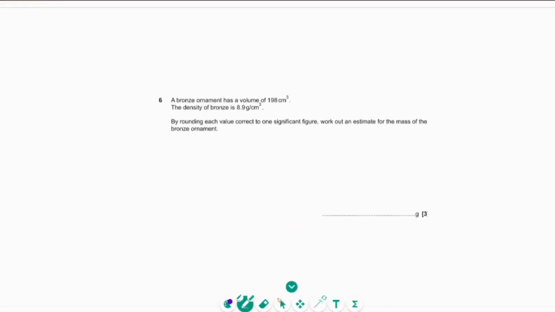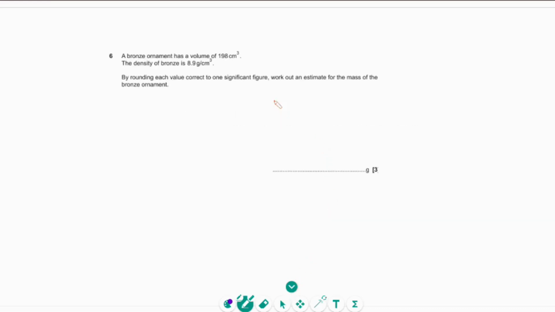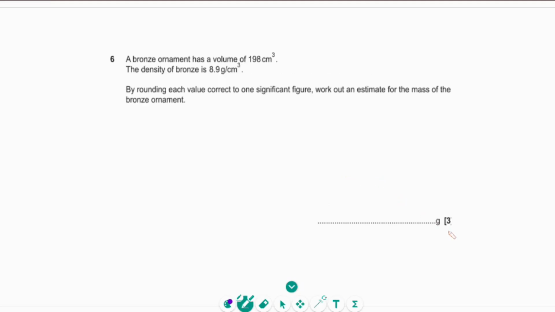Question 6. A bronze ornament has a volume of 198. The density is 8.9. By rounding each value to one significant figure, work out an estimate for the mass of the bronze ornament. So let's round everything to one significant figure first. The first significant figure is in your hundreds. You would round this to the nearest 100, which is 200. You'd round this to one significant figure. The first significant figure is 8, so you'd round it to 9.